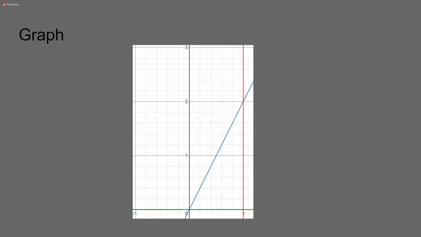Okay, and this is how the graph would look like. The blue line represents the equation 2x, and the graph is bounded by y equals 0 and x equals 1.